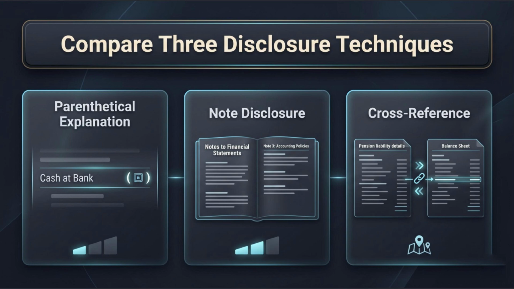If the information is short and directly tied to a line item, a parenthetical may work. If the information needs detail, use a note. If information appears in one place but connects to another, use a cross-reference. Think like a preparer who wants the reader to understand quickly and accurately.